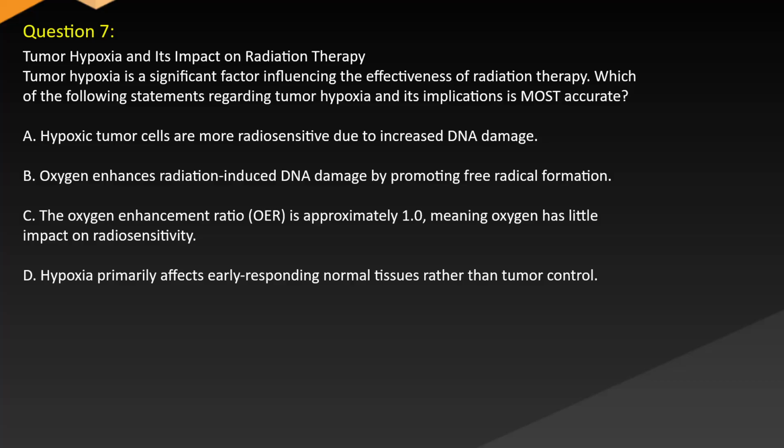Tumor hypoxia is a significant factor influencing the effectiveness of radiation therapy. Which of the following statements regarding tumor hypoxia and its implications is most accurate? A. Hypoxic tumor cells are more radiosensitive due to increased DNA damage. B. Oxygen enhances radiation-induced DNA damage by promoting free radical formation. C. The oxygen enhancement ratio (OER) is approximately 1.0, meaning oxygen has little impact on radiosensitivity. D. Hypoxia primarily affects early responding normal tissues rather than tumor control.